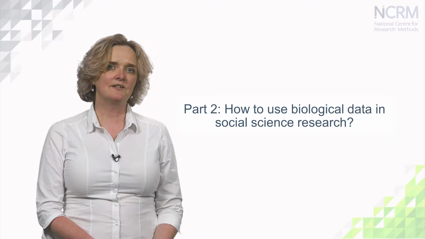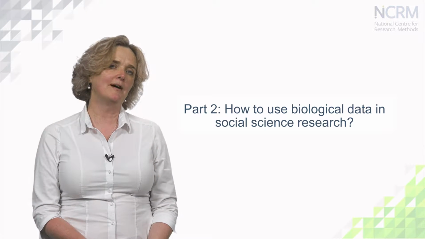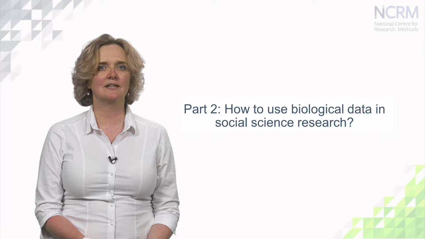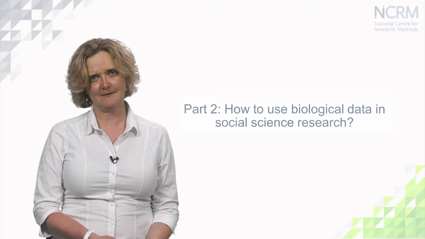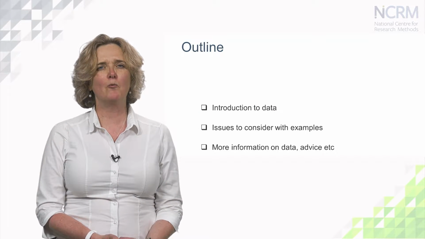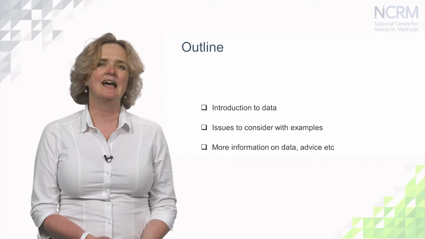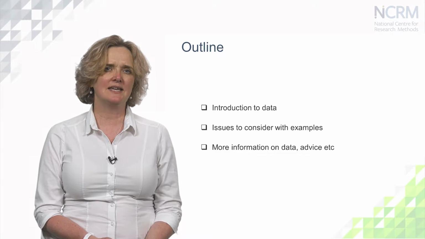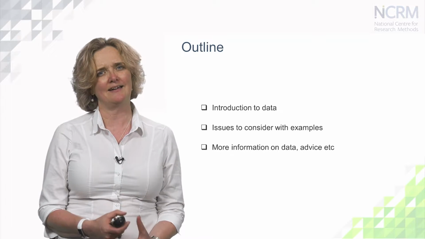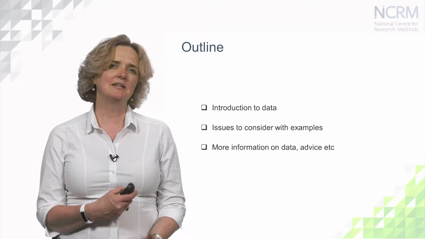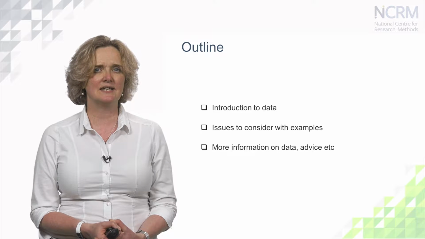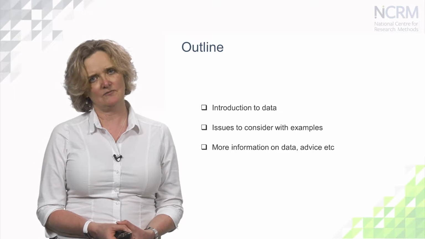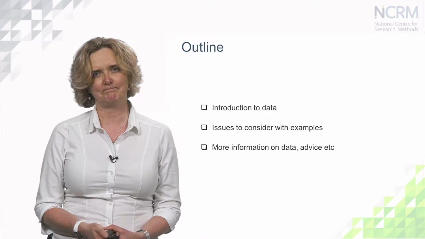So this is the second video looking at how we might combine biological and social data in order to understand people's health and society better. In this part of the video, we're going to look at what biological data look like and some of the things that we need to take into account when we're analysing them. And I'm going to give you some information about the kinds of studies that include these data and where you might go for further advice.